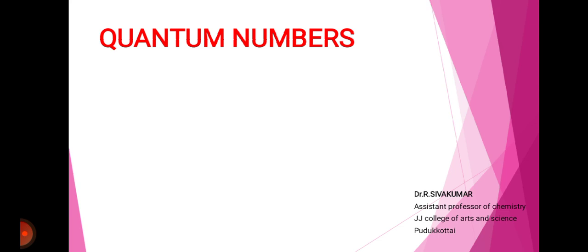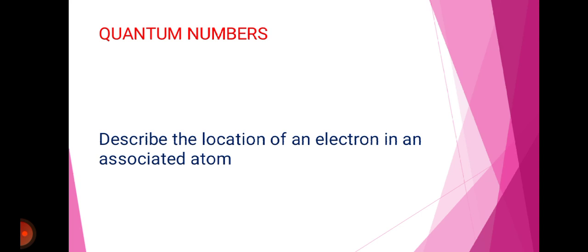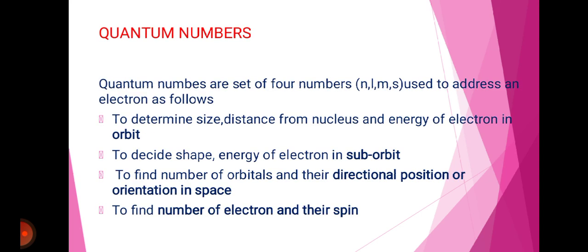Now, let us see what quantum numbers are. Quantum numbers describe the location of an electron in an atom. This is very important in the basic concept of quantum numbers. There are four types of quantum numbers.